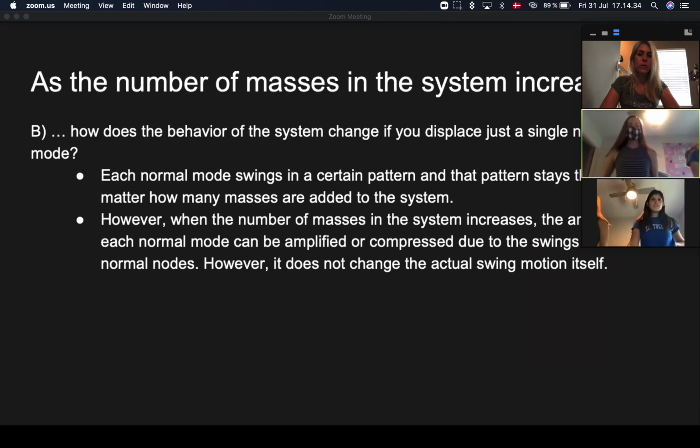As the number of masses in the system increases, how does the behavior of the system change if you displace a normal mode? Each normal mode swings in a certain pattern, and that pattern stays the same no matter how many masses are added to the system. However, when the number of masses increases, the amplitude of each normal mode can be amplified or compressed due to the swings of the other normal modes. However, it does not change the actual swing motion itself.